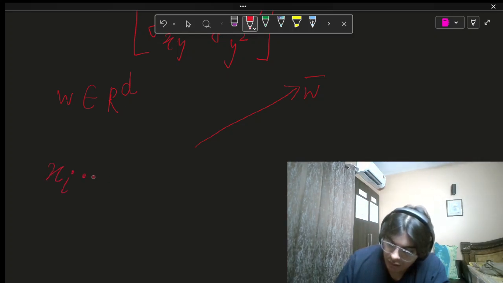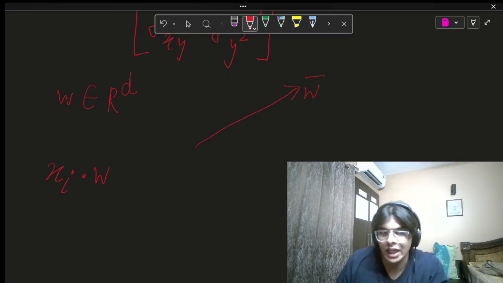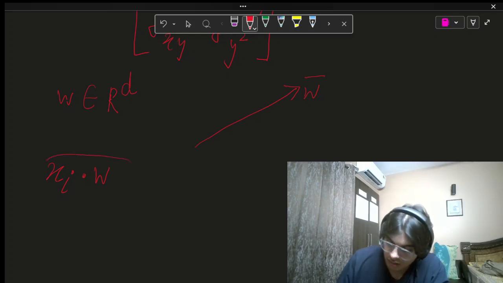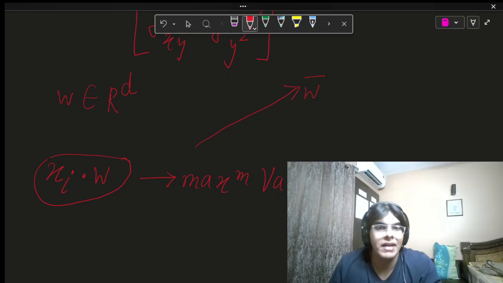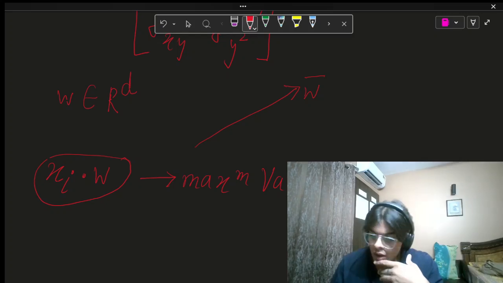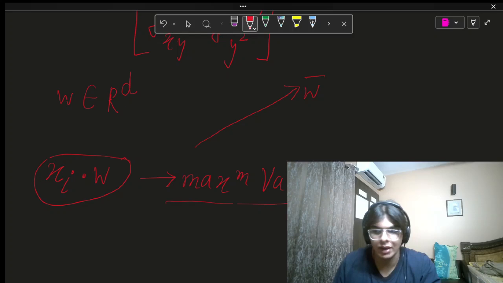Now, a very logical result is that if I have a data point x of i, multiplying it with the direction w, or projecting it with the direction w, this term right here, xi multiplied by w, will give me the maximum variance, right? Of course it will, because I am saying w is the direction of maximum variance, and xi represents each individual data point that we have in the data set. Multiplying them together or projecting xi on w will give me the eventual maximum variance. This is basic linear algebra, right? It will give me that result.